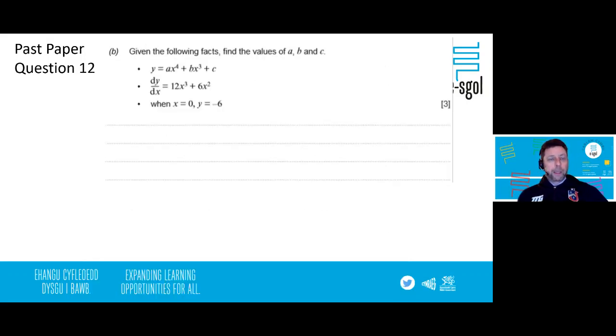Okay. Now here's another one of these awkward style ones. So I'm going to give you a little bit longer, 3 or 4 minutes. It's only worth 3 marks. It's not the hardest one. See if you can work out A, B, and C. It's worth less marks because there's less lines to do.